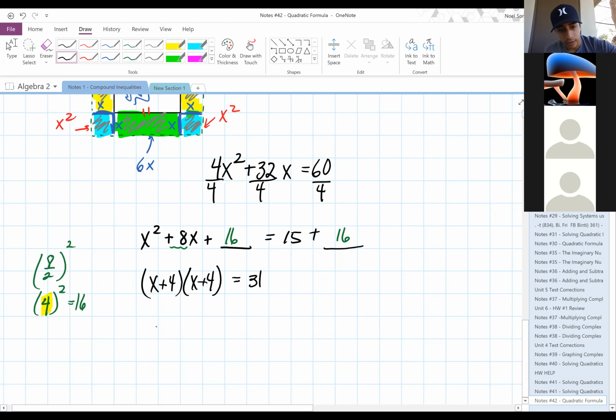Now, x plus 4, you can then condense that as x plus 4 squared, which is equal to 31.